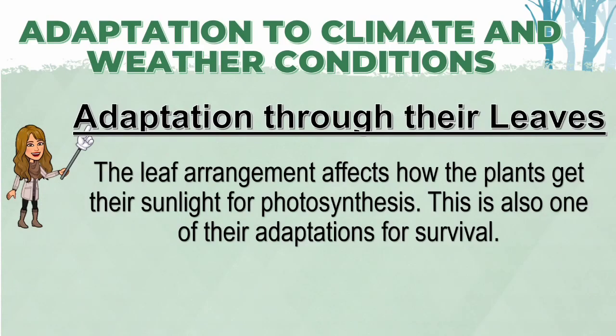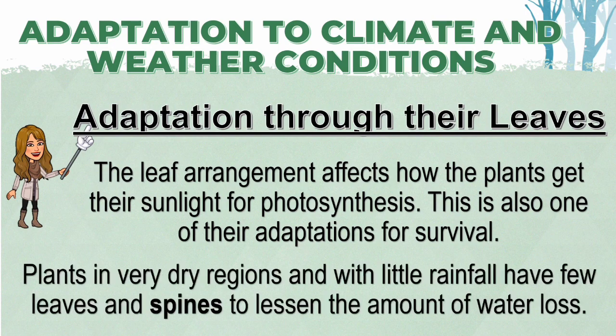Next, the leaf arrangement affects how the plants get their sunlight for photosynthesis. This is also one of their adaptations for survival. Plants in very dry regions and with little rainfall have few leaves and spines to lessen the amount of water loss. So the leaf arrangement also affects the plants, so to get their sunlight for photosynthesis.